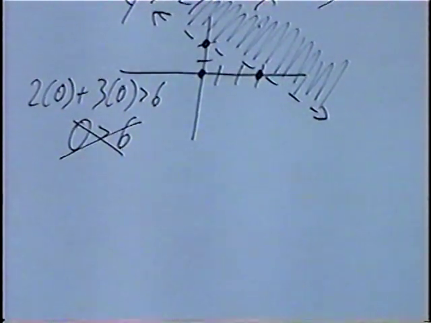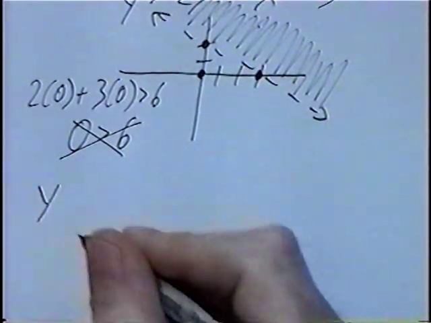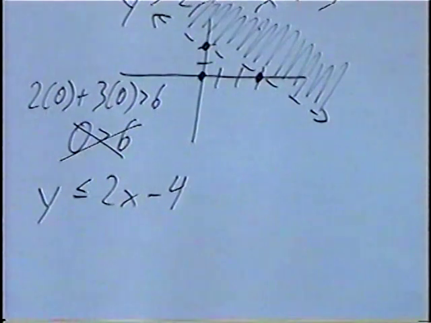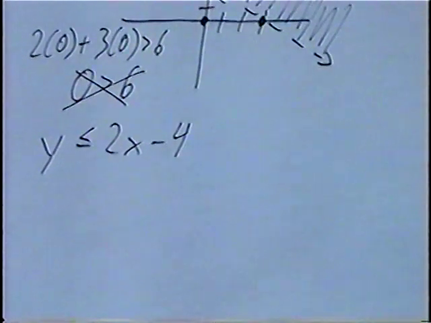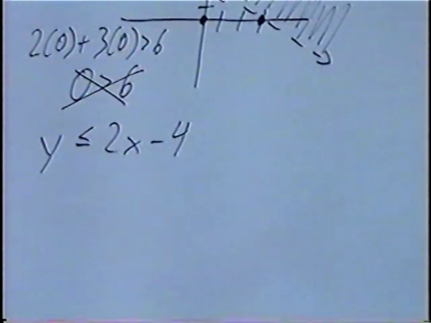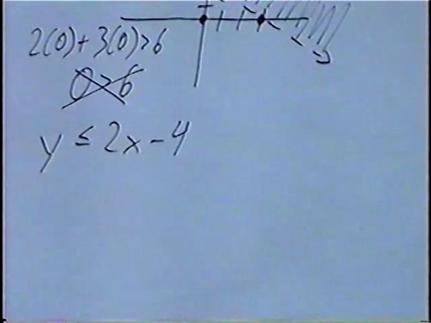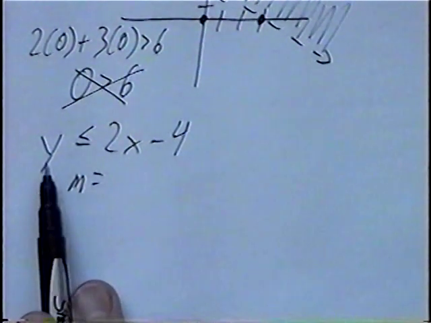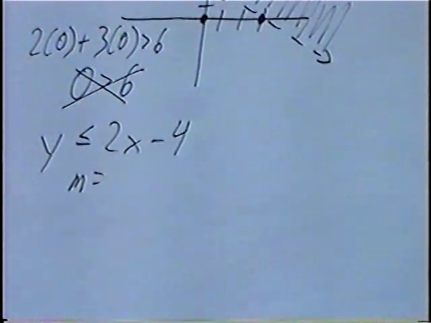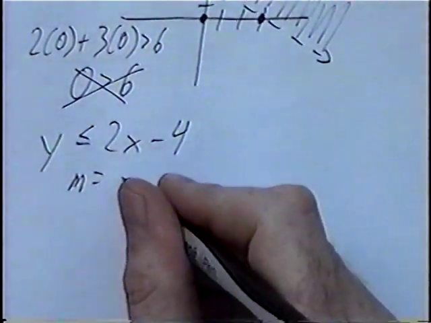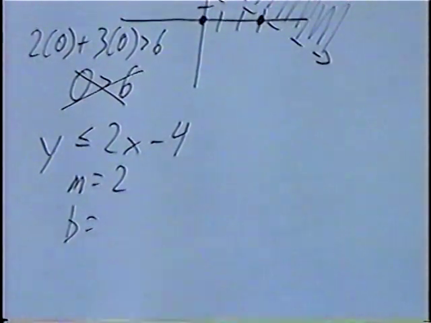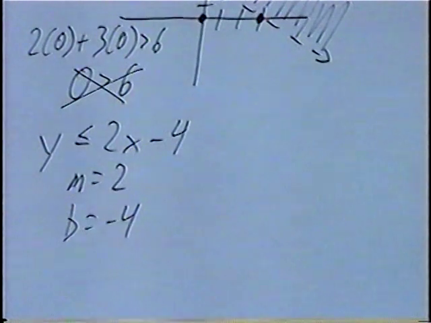Second question, and last question for this section. Y is less than or equal to 2x minus 4. Again, there's many ways to graph lines. This inequality is in mx plus b form. Mx plus b form means y is by itself, and you have slope-intercept form on the right-hand side. In this case, m, the number in front of x, would be 2, and b, which is the y-intercept, the last number is negative 4.